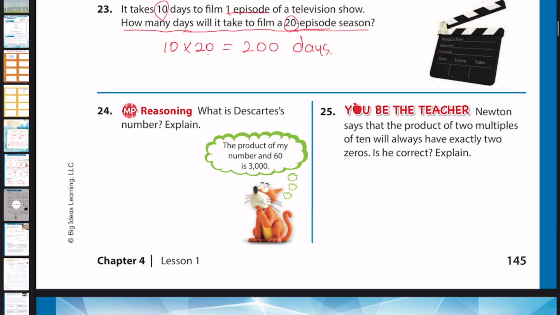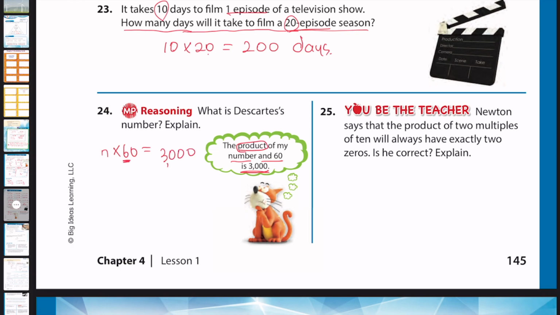What is this card's number? Explain. The product of my number and 60. So unknown number. Let's put, what number do you want? This time I'm going to use n. N times 60 is equal to what? 3000.